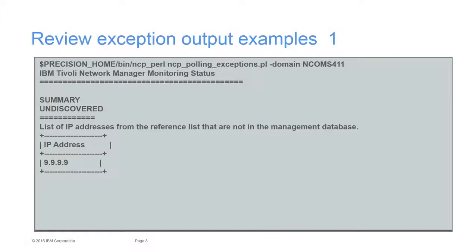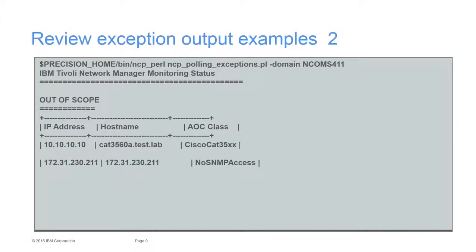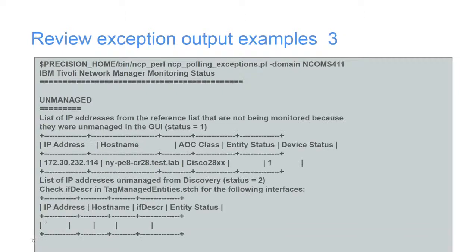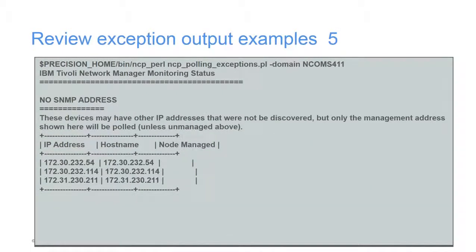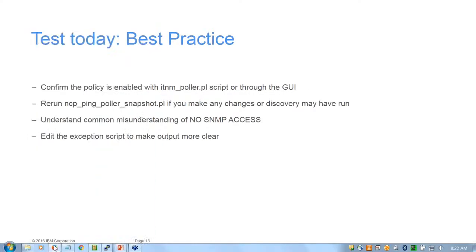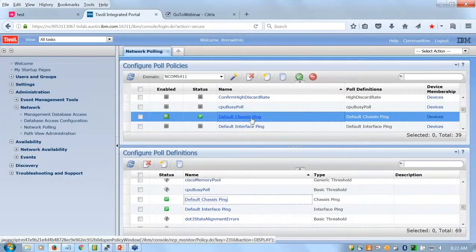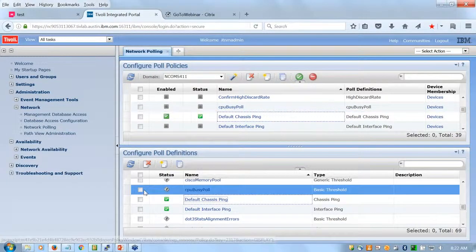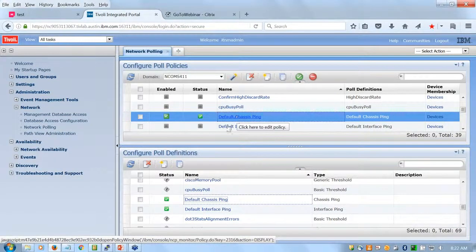So most of the slides that I have after this point are just to kind of complete the PowerPoint. It's mostly what we just covered in the demo a little bit. At the end here, I just put a best practice for what I would do. First thing I would do when someone says, "Why aren't we polling an IP address?" is confirm that the policy is enabled. And again, I think most people would go into the GUI and check the default chassis ping here. That's fine. You can even see at the bottom there the key 2316.